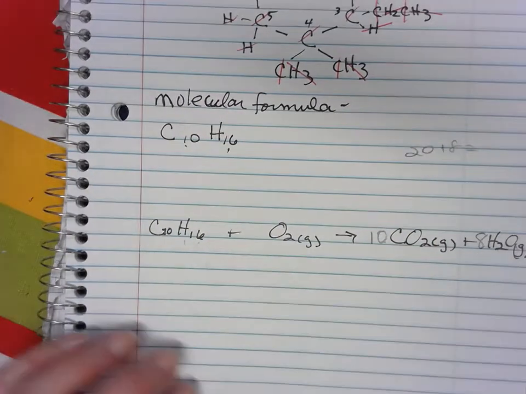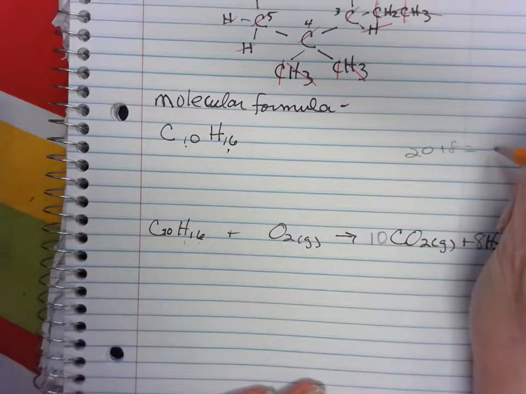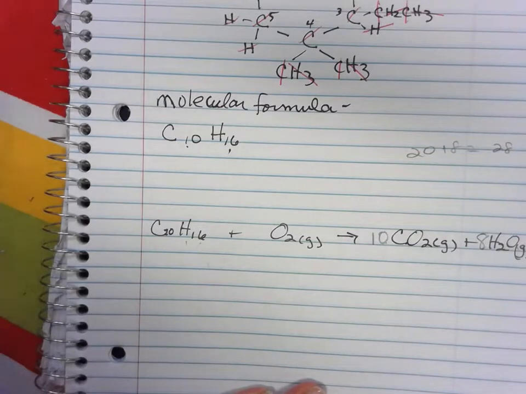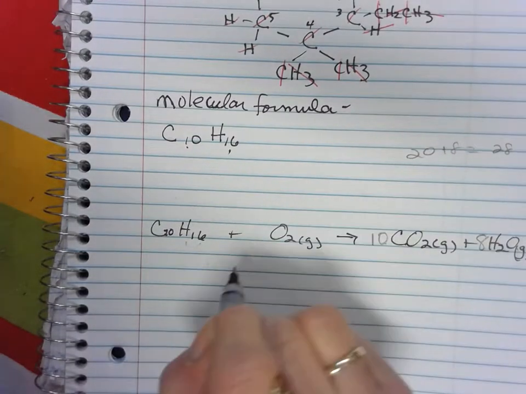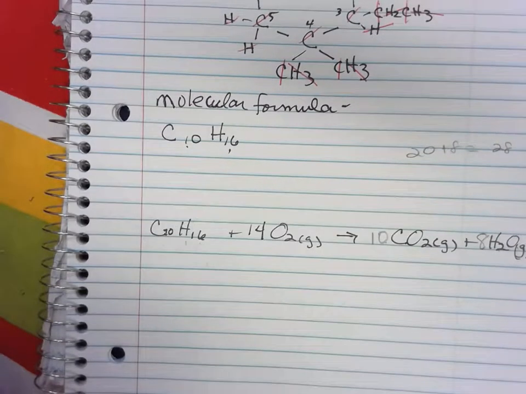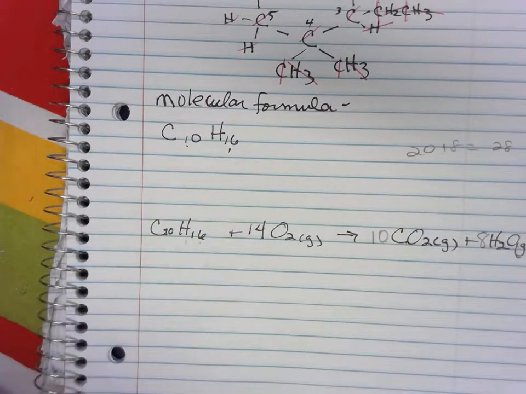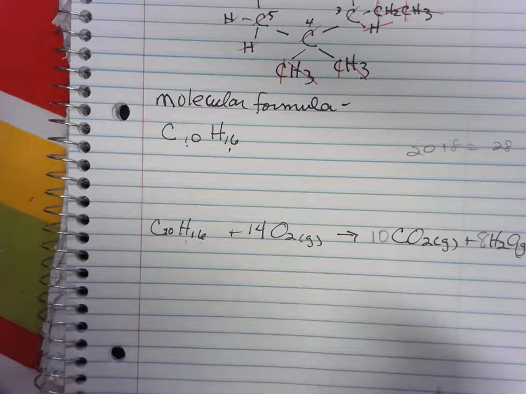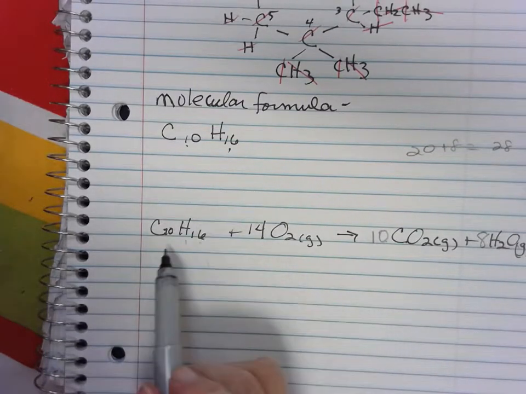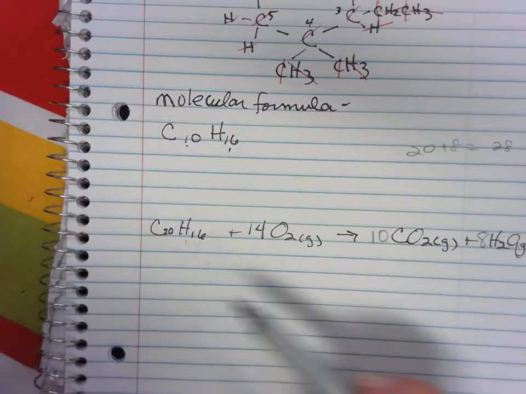So on my product side, I've got 28 oxygens. That means that I would have to put 14 there. 14 times 2 would give me 28. Now that I've got this balanced, I'm going to do my stoichiometry part.